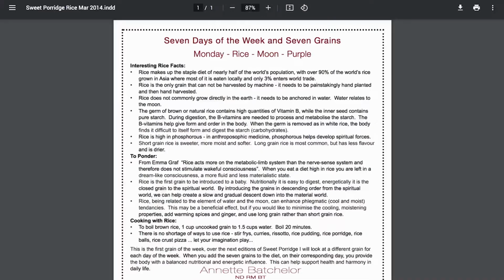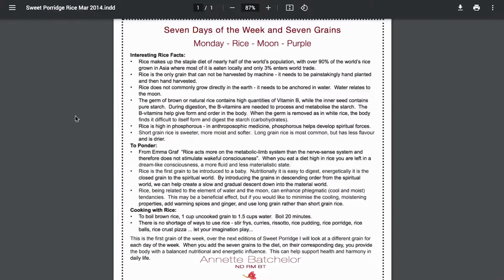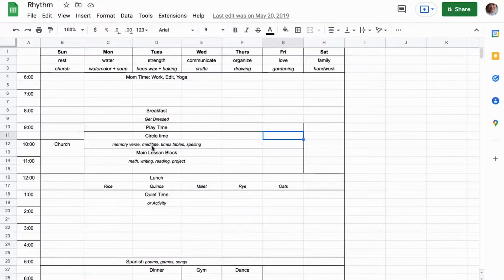So then here's a further explanation of the grain of the day and how it helps. Now, do you need to follow the Steiner method of the grains of each day?